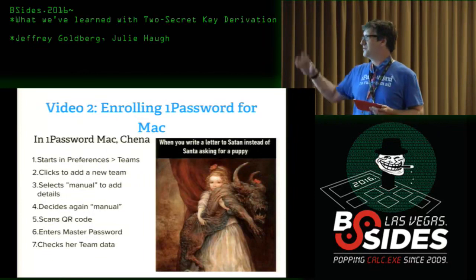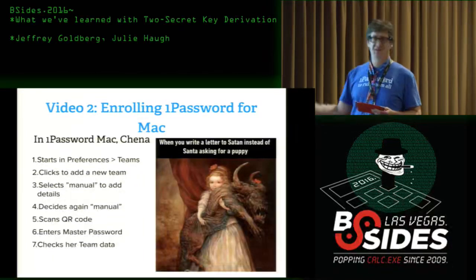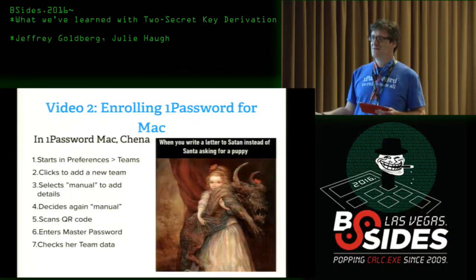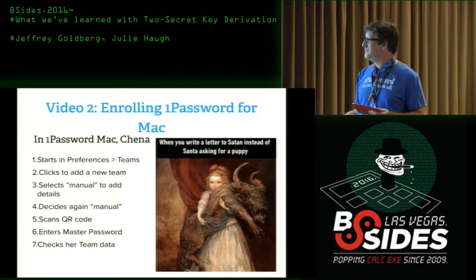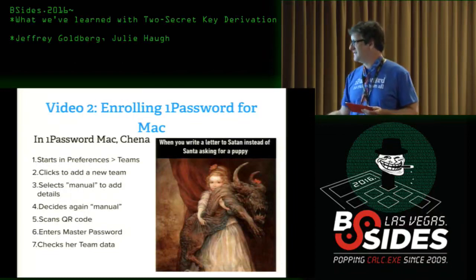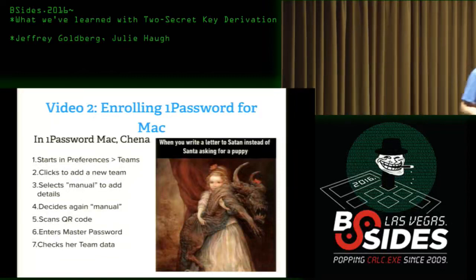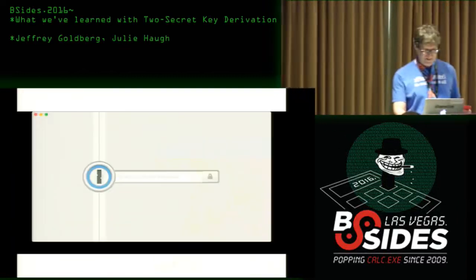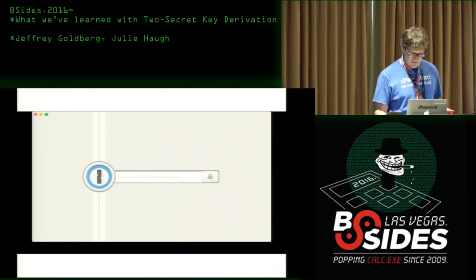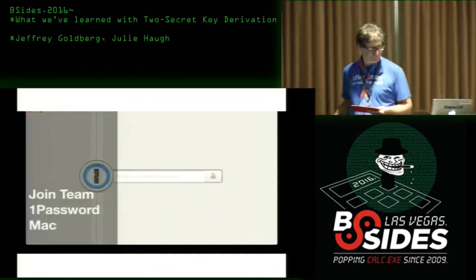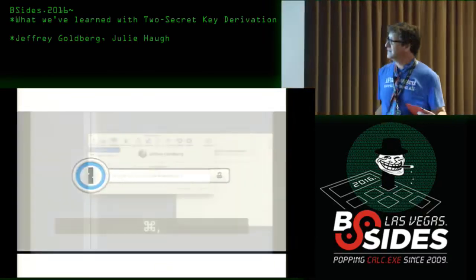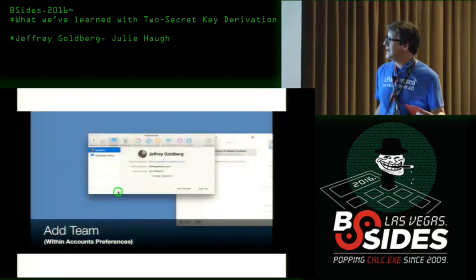So she's going to go to Preferences. She's going to select to add a new team. She's first going to do it the hard way. She's going to give up on doing it the hard way. She's going to do it the easy way. And then we'll see that she has the vaults from her team. So she's joining a team using 1Password for Mac.